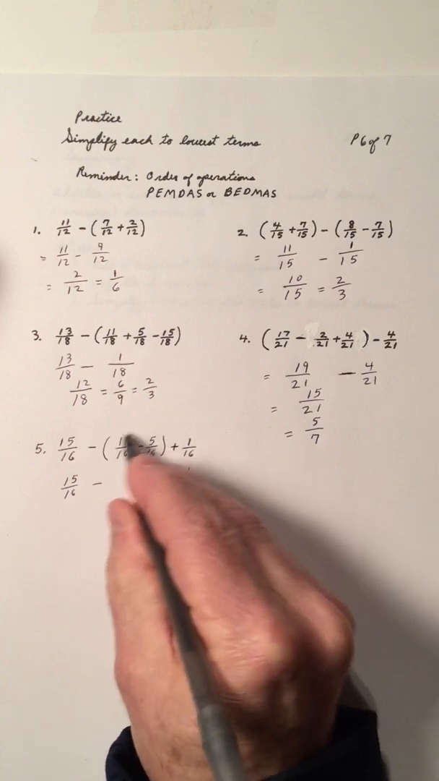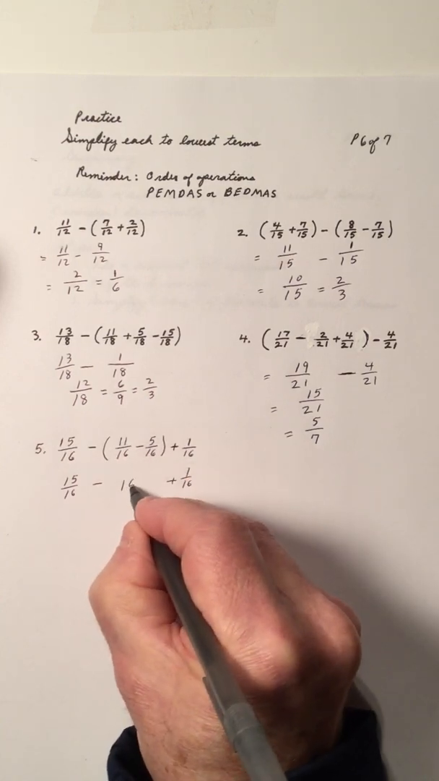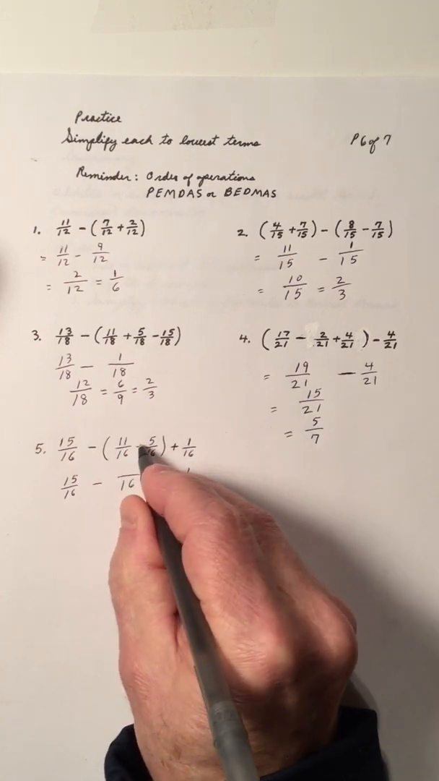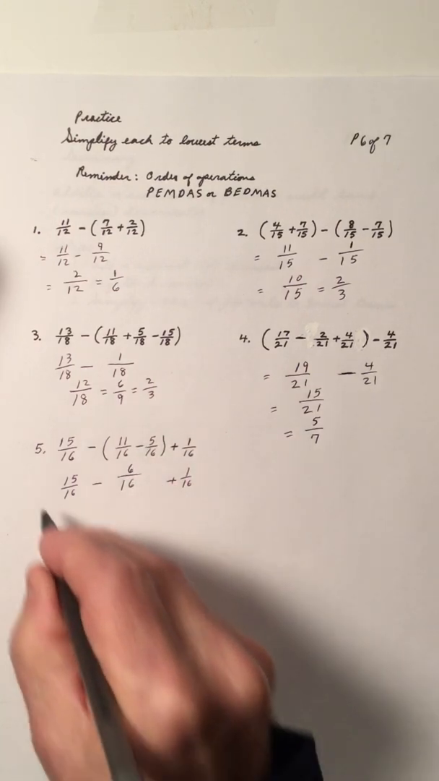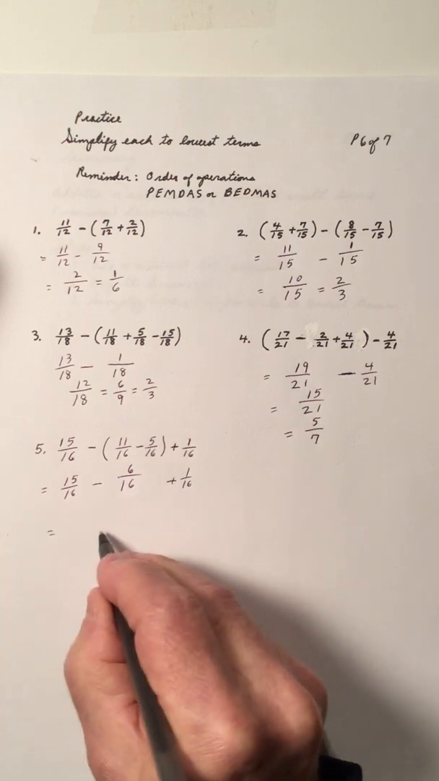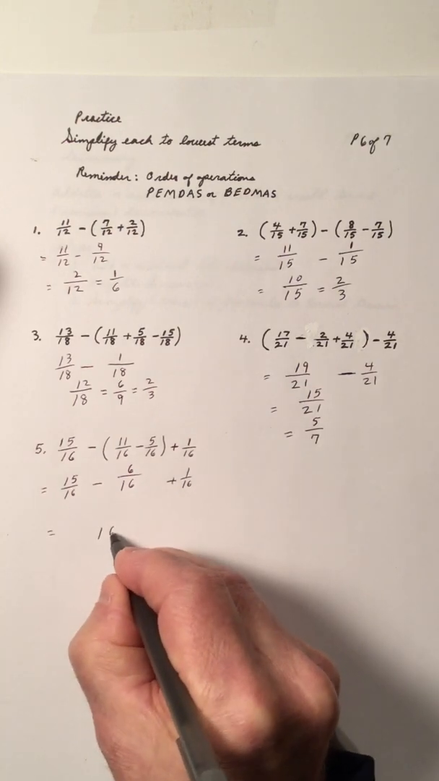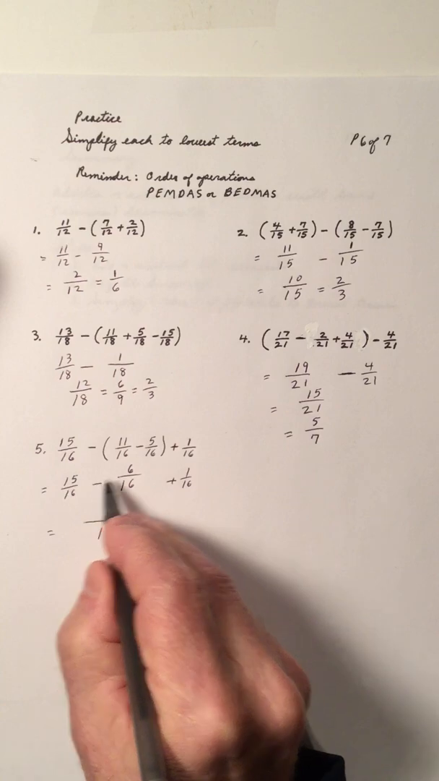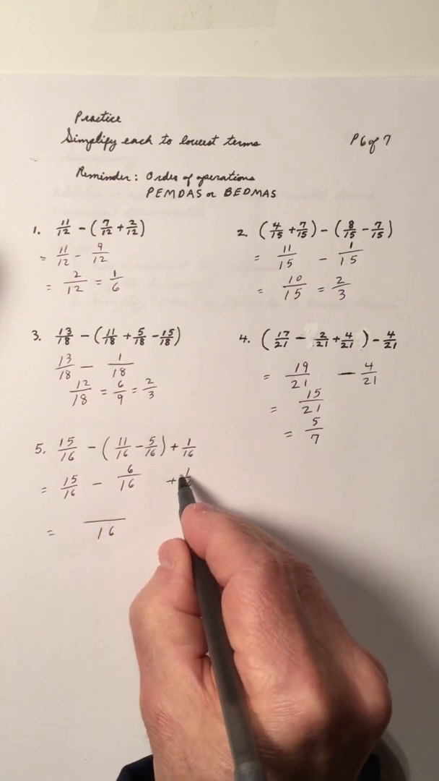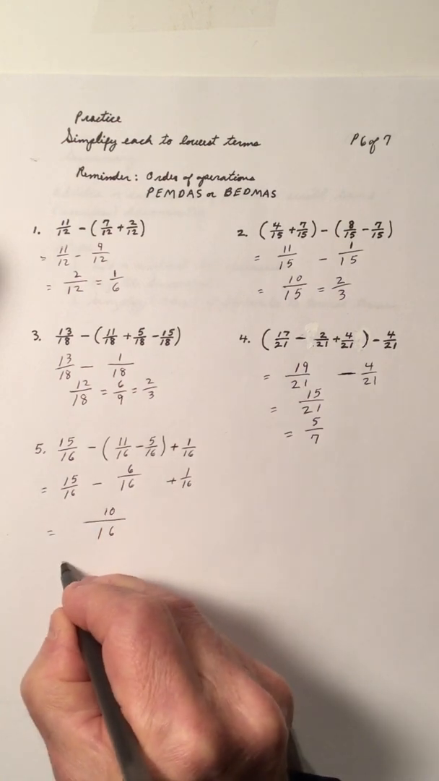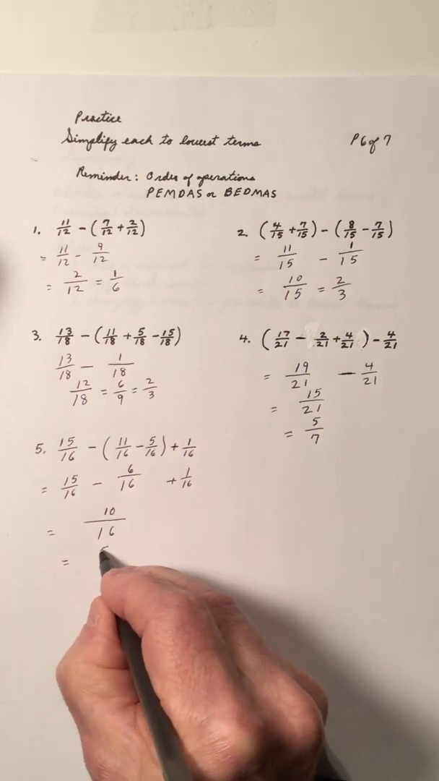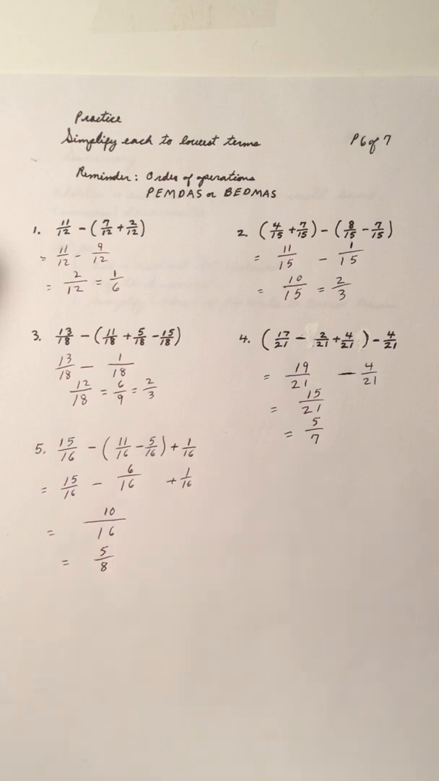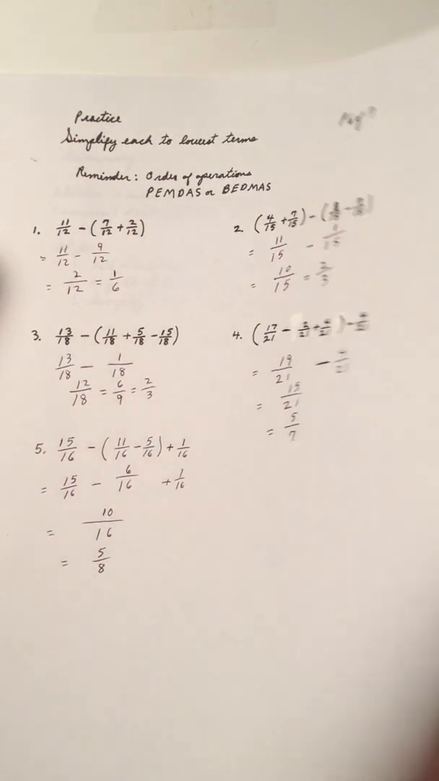Work the inside of the brackets first. 16 is my common denominator. 11 subtract 5 is a 6. Now we have to work this out. We still have a common denominator of 16. Write it down. 15 subtract 6 is 9. 9 plus 1 is 10. And 10 over 16, 2 is common, so 2 into 10 goes 5. 2 into 16 goes 8. Notice, always reduce your fractions.